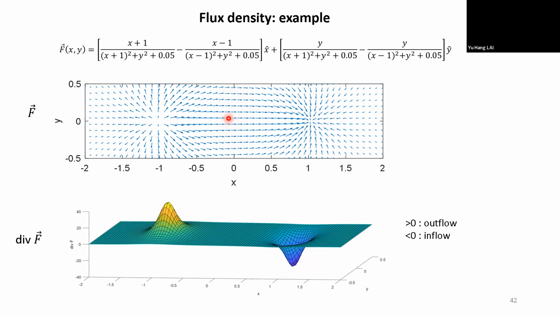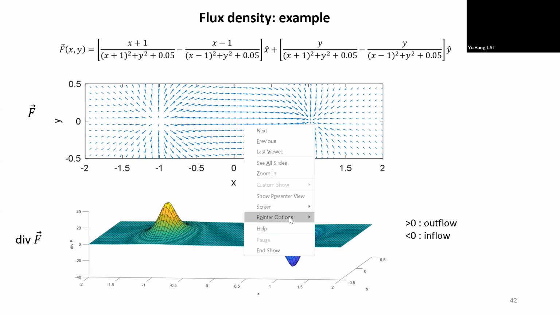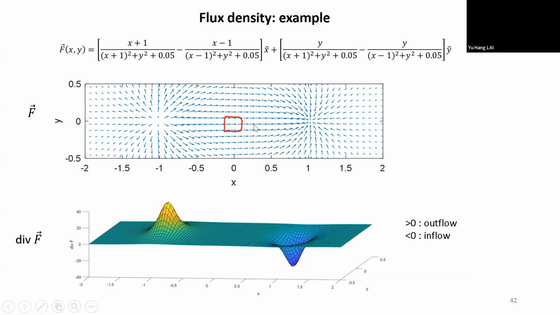Now if you are somewhere in between, you could see that your flux density is close to 0. Why? Because if you consider a small loop here, you get inflow from the left hand side, but then you get outflow to the right hand side. So in and out are pretty much the same. So exactly at this line here, you get 0 flux density.